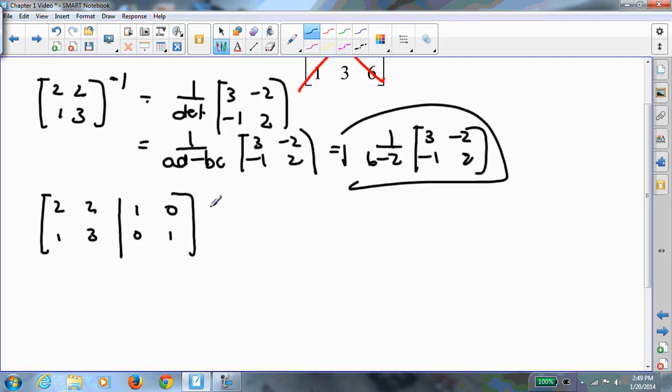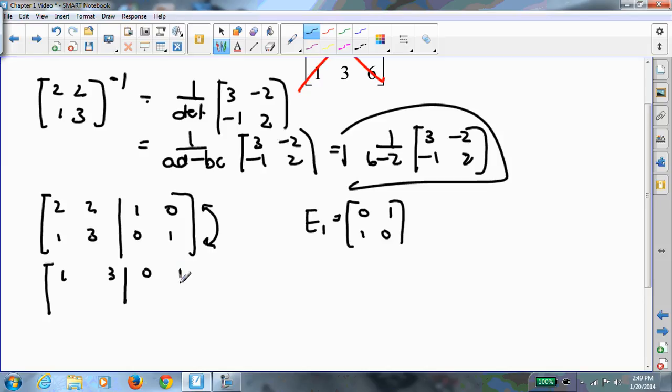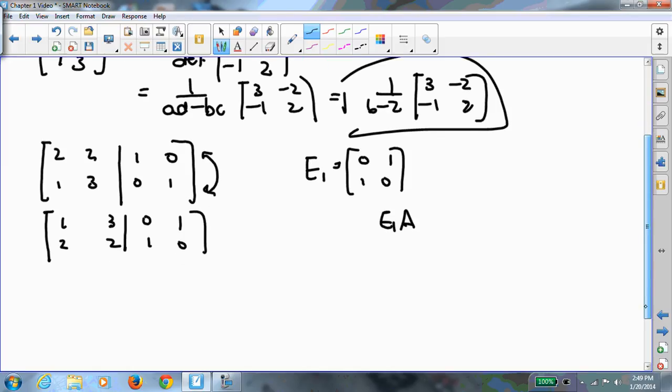So the first row operation I'm going to do is I'm going to swap row 1 and row 2. So I'm going to call elementary matrix number 1, E1, a swap between row 1 and row 2, which would look like this: 0, 1, 1, 0. So if I apply that to this, I'm going to have 1, 3, 0, 1, 2, 2, and 1, 0. And basically what's happening is I'm taking my matrix A and I'm multiplying it by E1 when I do that.